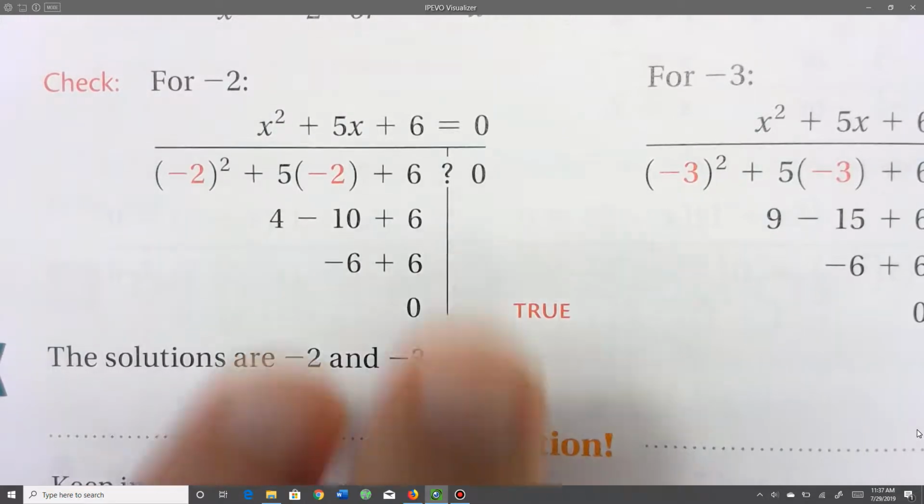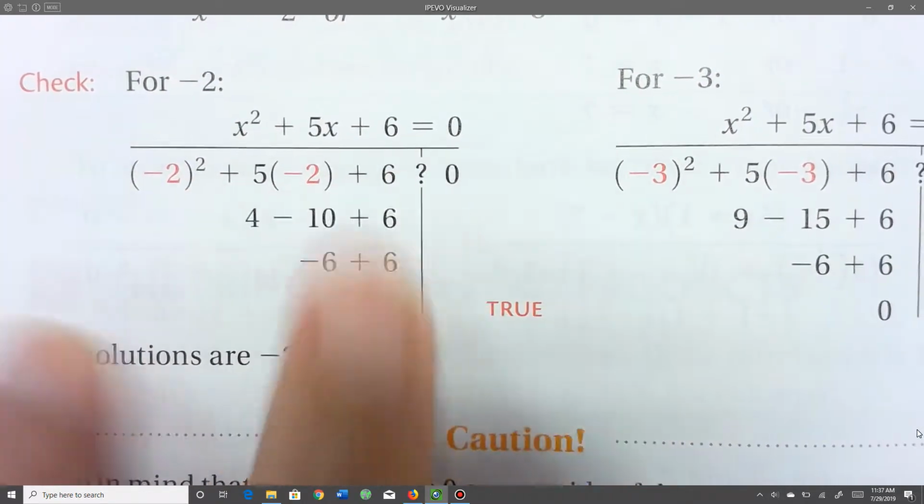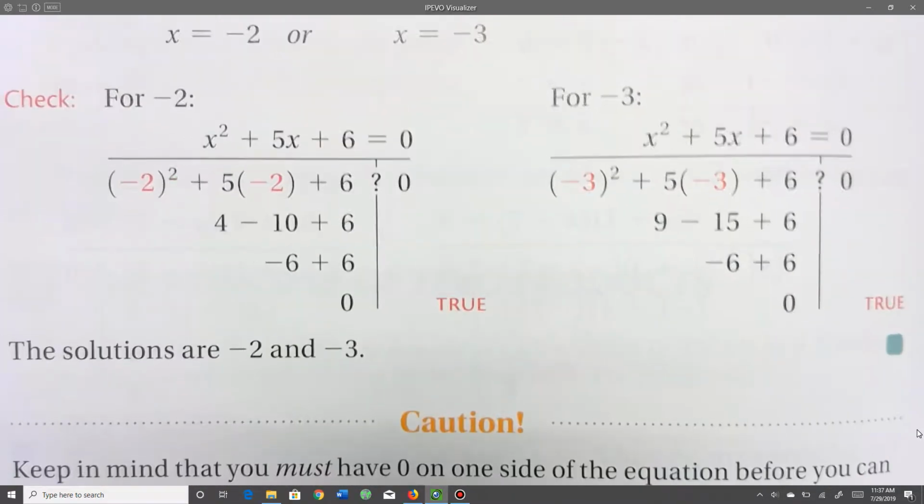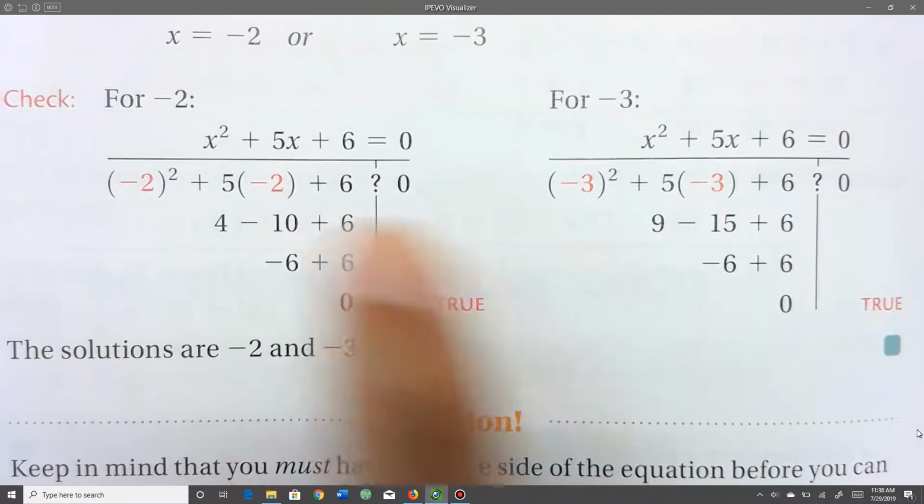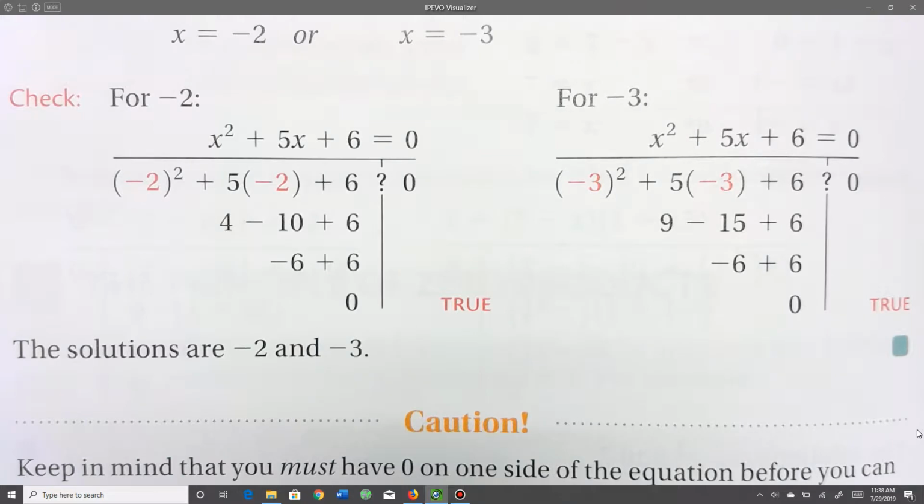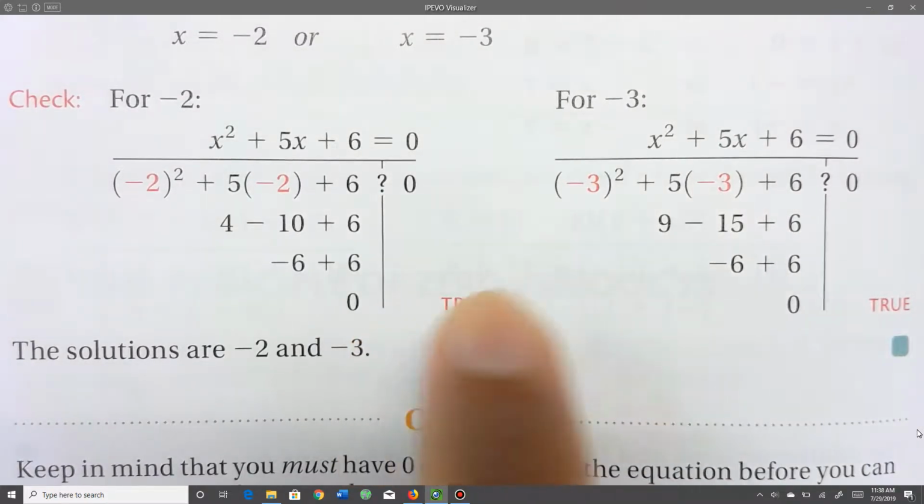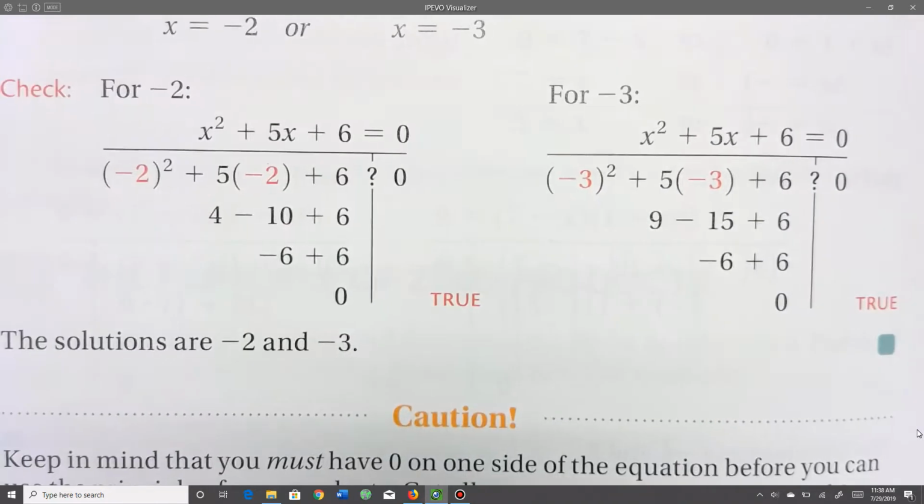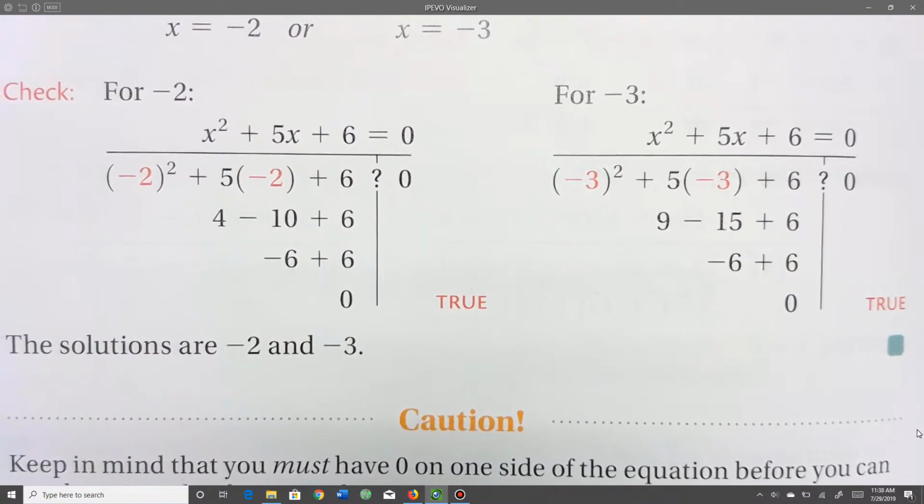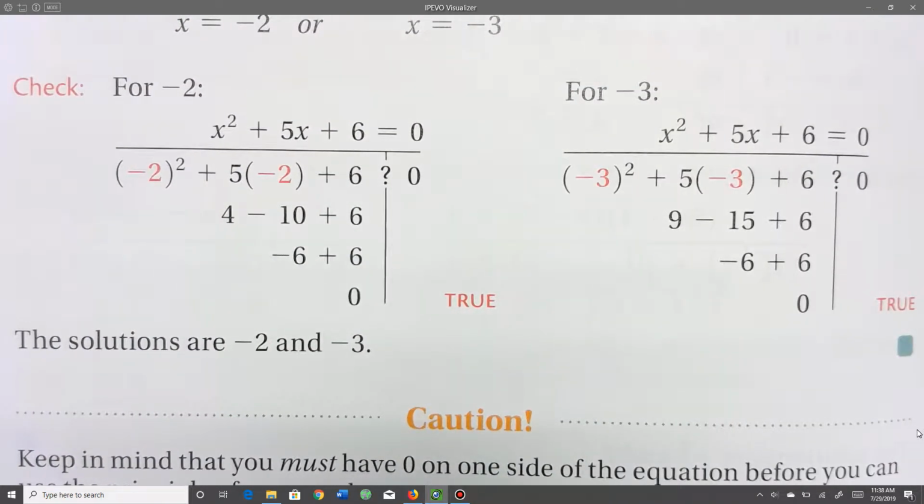Now just check your answers by plugging them into the original equation. Do it separately. If both equations are true, then those are solutions of the equation. Okay.